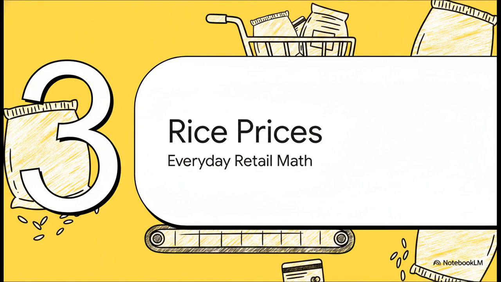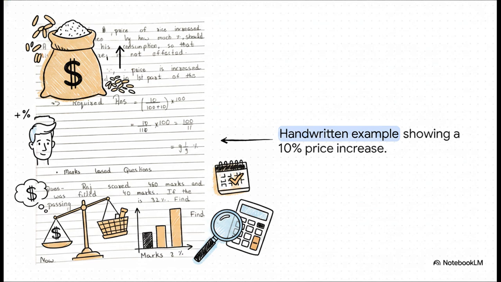Section 3. Everyday retail, rice prices. Now let's take this abstract math and apply it to something you'd actually face at the grocery store. This next example poses a super practical retail scenario. If the price of rice is increased by 10%, by how much percent should a person reduce their consumption so their overall budget isn't affected? Think about it. If a staple gets more expensive, but your budget is fixed, you simply have to eat less of it. But exactly how much less?